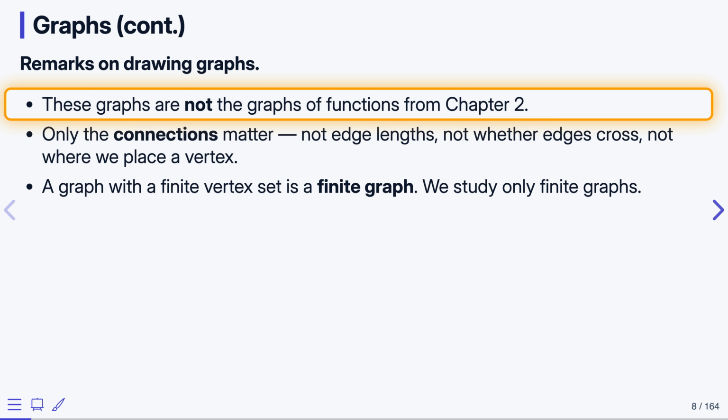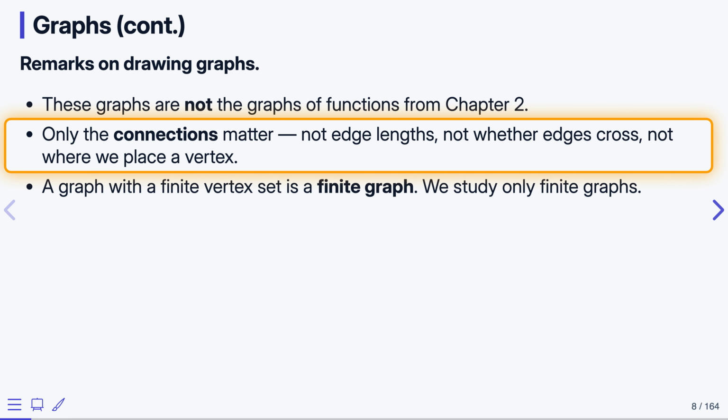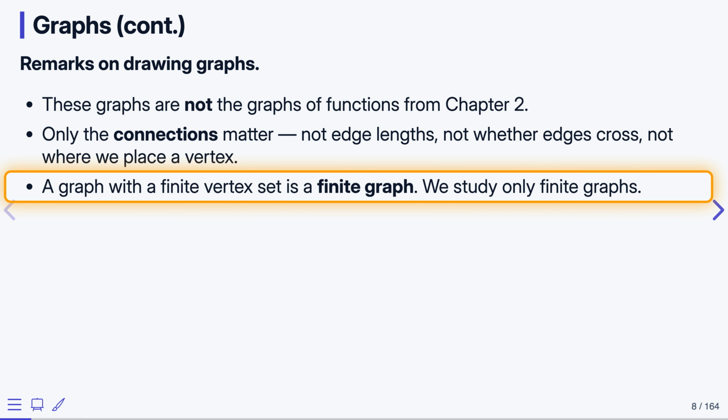One warning before we go on. These are not the graphs of functions from chapter 2. That is a different meaning of the same word. Now the idea that matters most. Only the connections matter. It does not matter how long a line is. It does not matter if 2 lines cross. It does not matter where we put a dot. 2 drawings that join the same dots are the same graph. And we study only finite graphs. That means a graph with a limited number of dots.